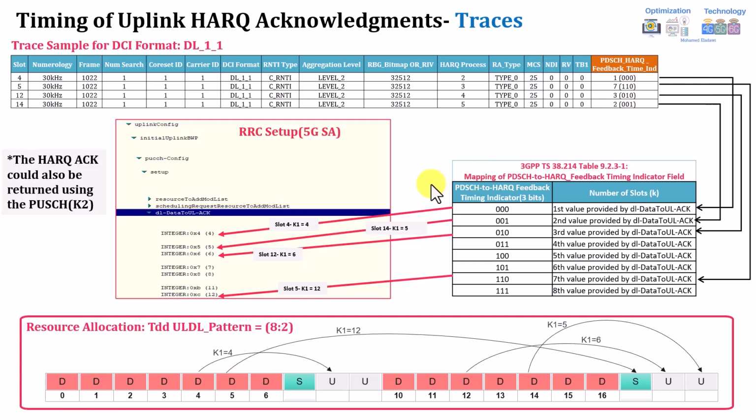But before moving on, just to highlight the uplink acknowledgement in general. This can also be sent through a PUSCH, but this is controlled through another parameter called K2. So probably this will not be used most of the time. It can be used, but the most common one is PUCCH, as we just explained here, and this is through the parameter called K1, as we just explained here.